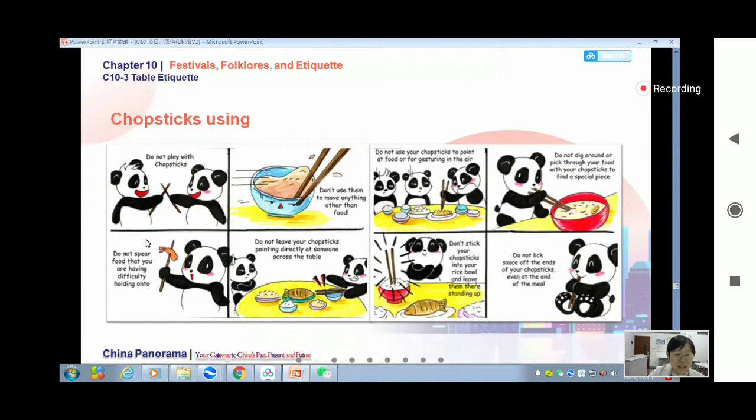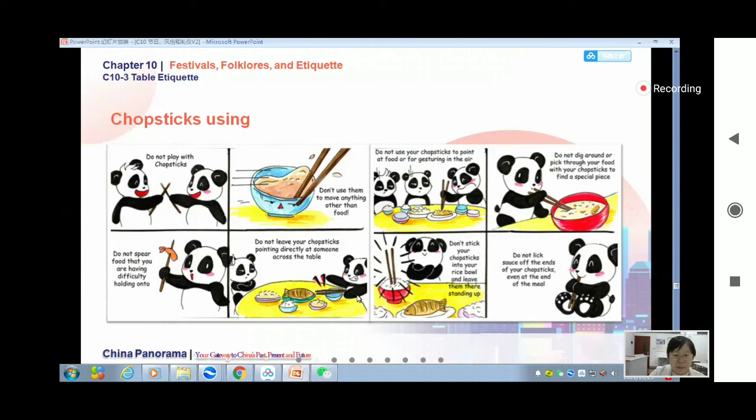And the next one is that, for some students, okay, maybe you can use the chopsticks, but you pick up the food like this, okay? This is not polite to use chopsticks, okay? You cannot spear food, okay? But that's the easiest way. This is the easiest way, but it's not a proper way to use chopsticks, okay?